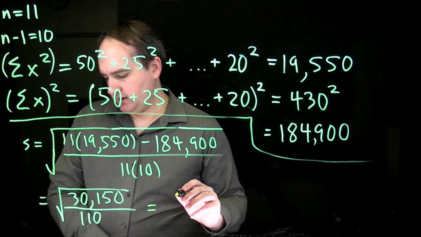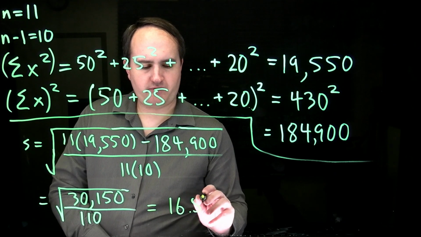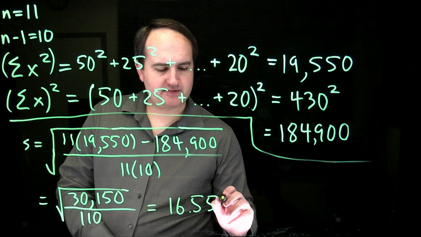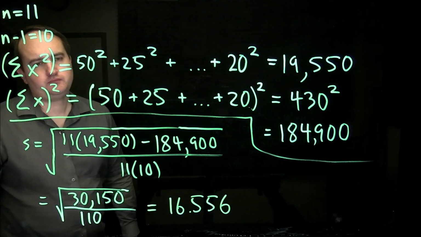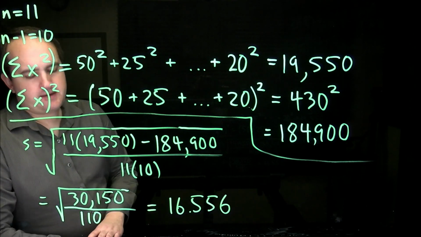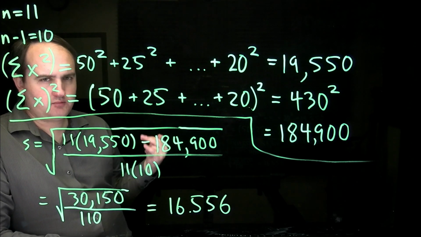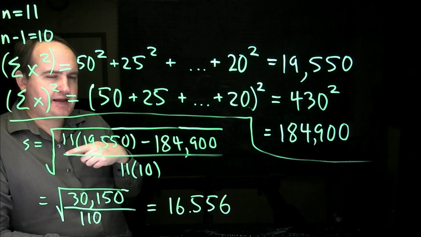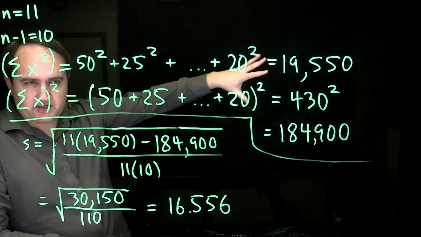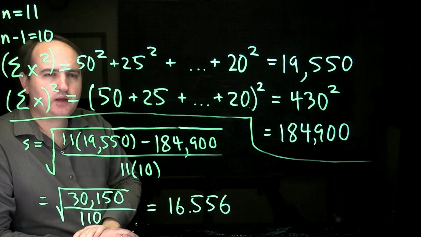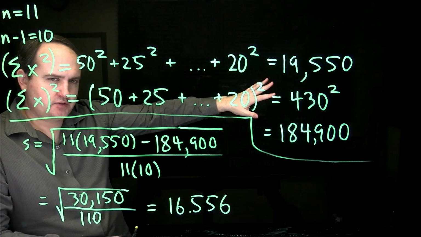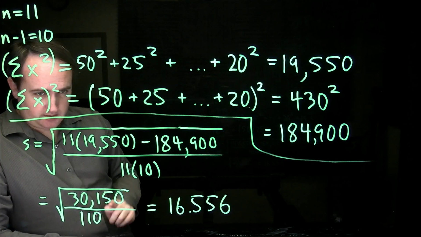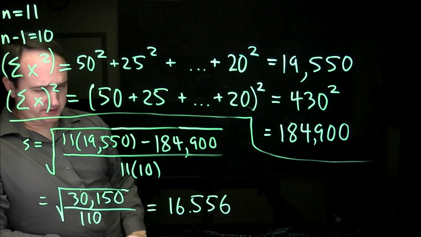So this is 16.555 or 556. Okay, but then once again, we've waited until the very last step to round. So now notice, because we don't have any decimals here, it wasn't really an issue. But if you did have decimals when you're using the shortcut formula, once again, you wouldn't have wanted to round any of those numbers. You would only want to round on the very last step here.